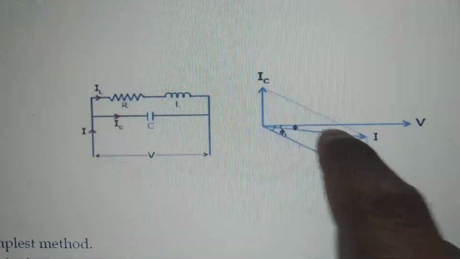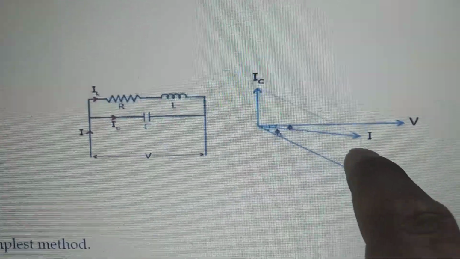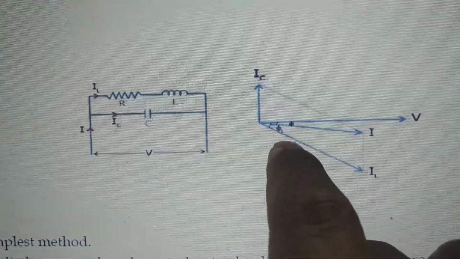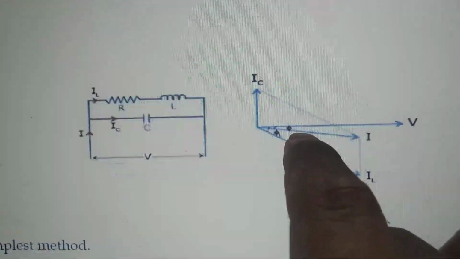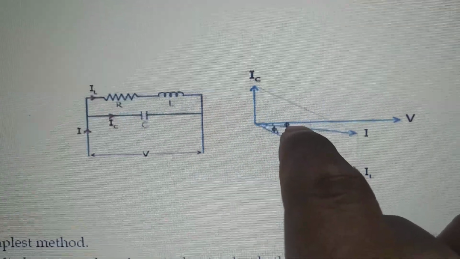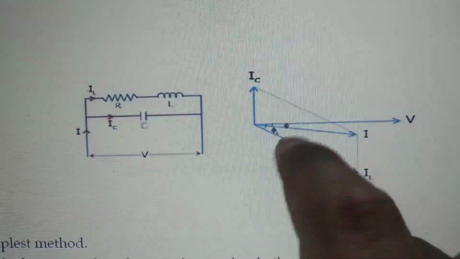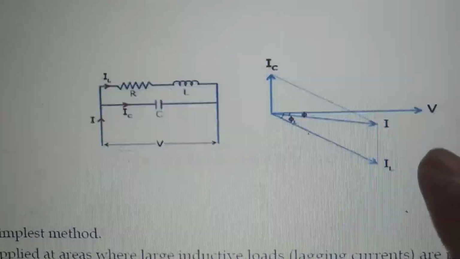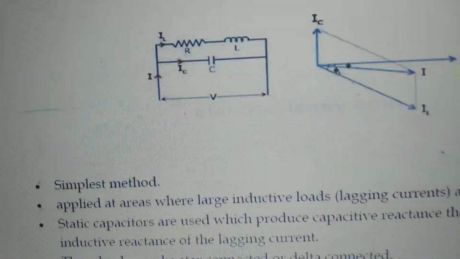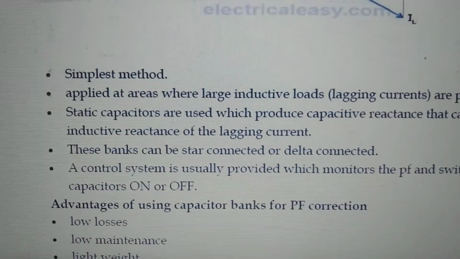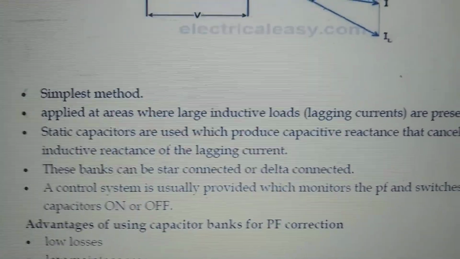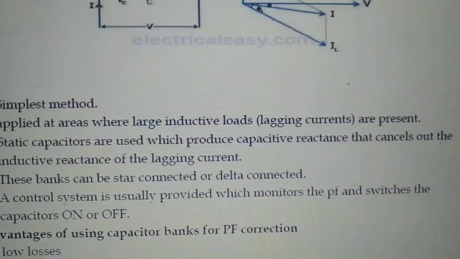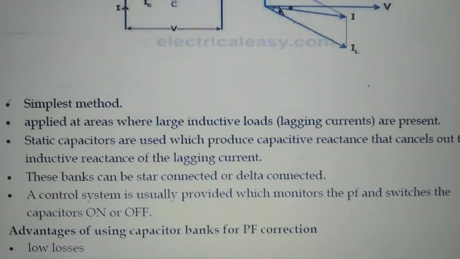Thereby, the angle between voltage and current is reduced compared to the previous case, so the cosine of the angle is increased. In this way, when you use a capacitor bank, we can improve the power factor. This is a simple method applied at areas where large inductive loads, meaning lagging currents, are present.